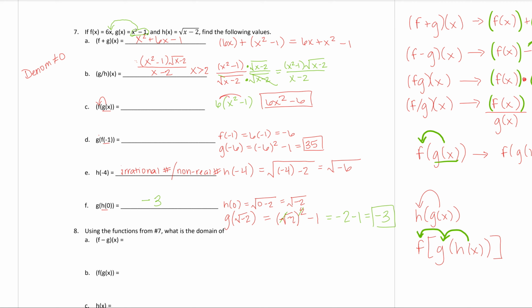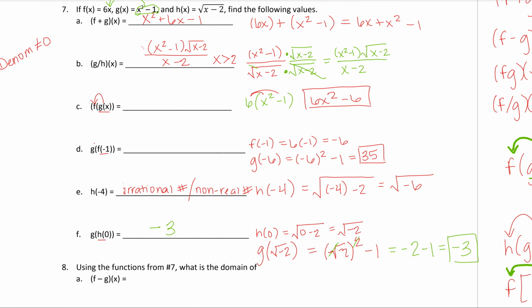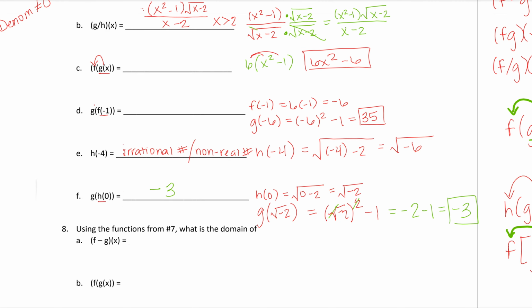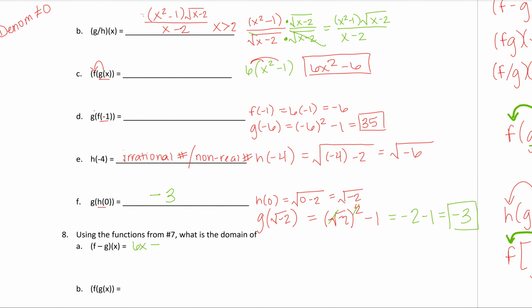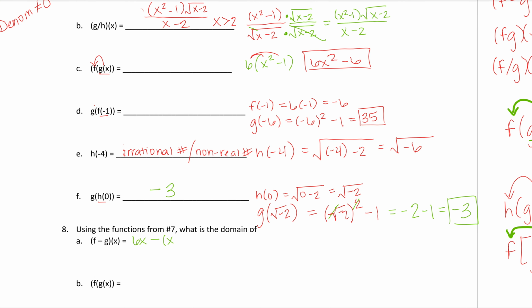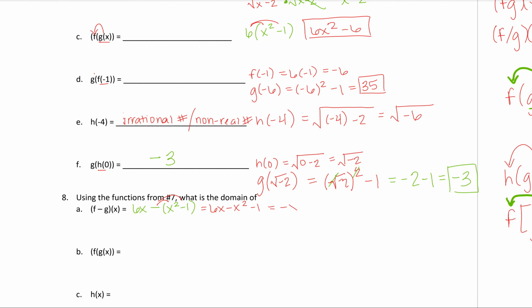Now, it says, using the functions from number 7, we want to talk about what is the domain. So, f minus g. Well, first I have to work it out. So, let's look at what f minus g is. I didn't work it out up here, so I know I'm going to have to work it out. So I have 6x minus x squared minus 1. All right, so now I have to distribute that negative. So I get 6x minus x squared plus 1, so I get negative x squared plus 6x minus 1.